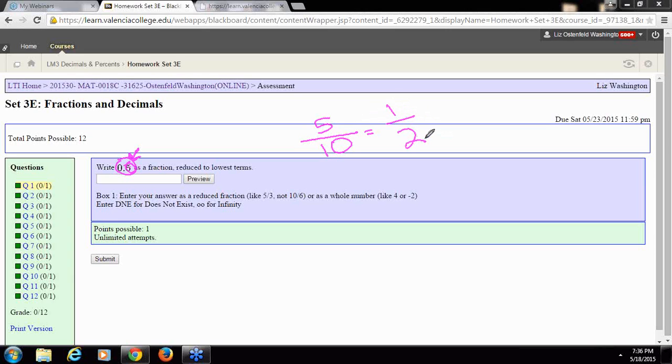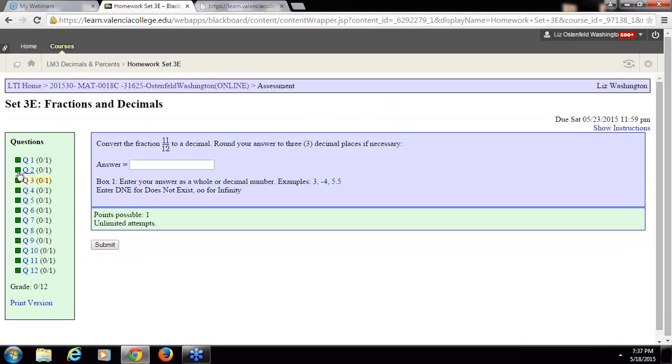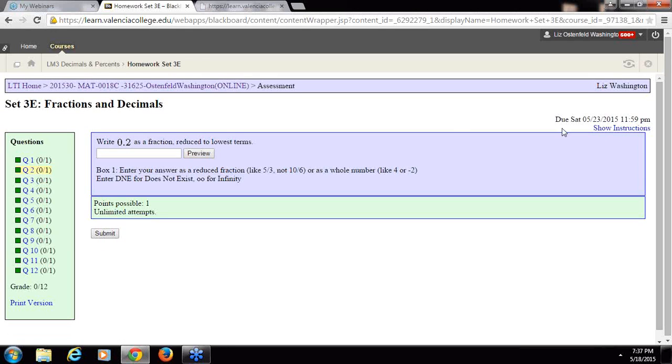Very good. 1/2. It's going to be 1/2 because there's a common factor between 5 and 10. 5 divided by 5 is 1, and 10 divided by the same number 5 is 2. And that is how you simplify. So let's pick another one. Very good, very good. Okay, let's do this one. So again, the 2 is in what place value? It's going to be 2 over something. What place value is that in?